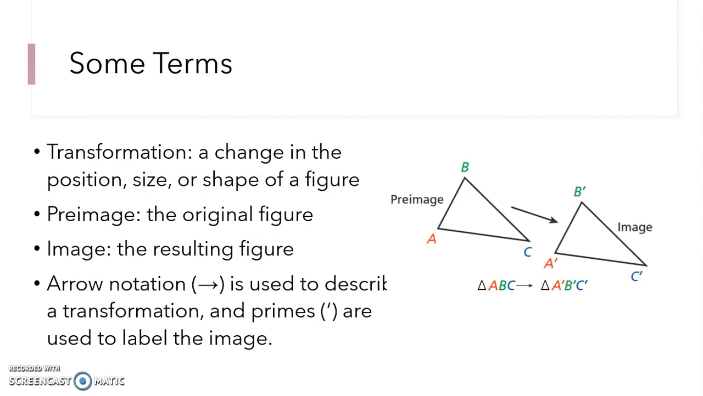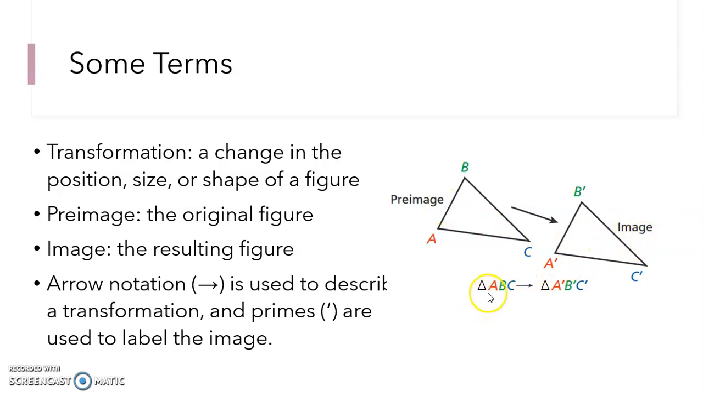The first term I have for you is transformation. This is a change in the position, size, or shape of a figure. So you'll notice that I have some triangles over here that I have transformed by moving them. That's a change in position. Now, the original triangle is known as a pre-image, and the new triangle is known as the image.